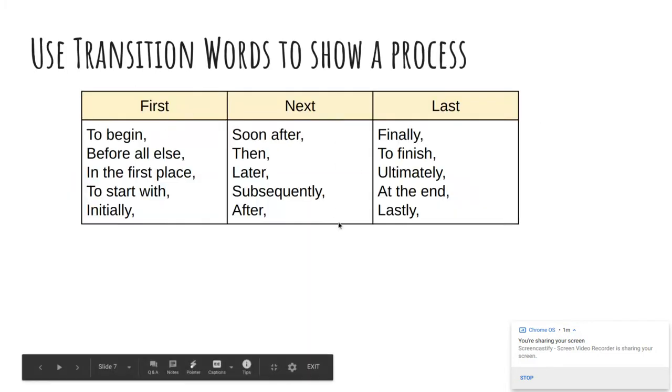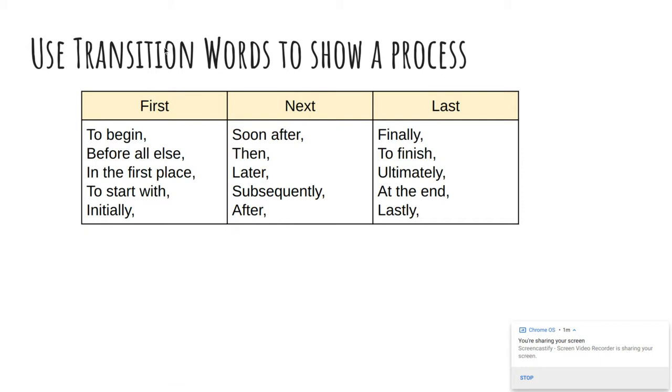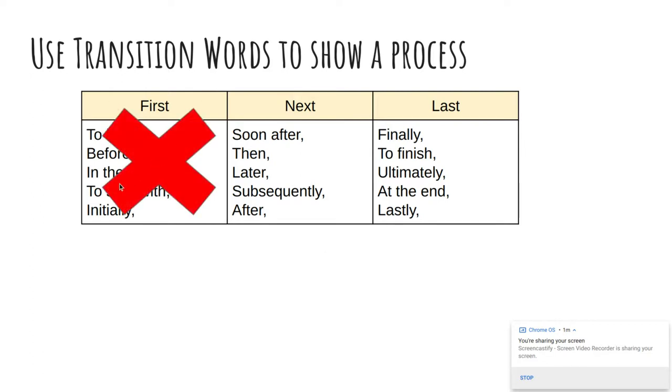So we have these 3 different types of transition words to show time order. First, we use these words. Next, we use some of these transition words, and we're adding these today because our last step, step 6, is in body 2. So we're going to use one of these to introduce it. Finally, to finish, ultimately, at the end, or lastly. We will not be using these transition words today because we already did step 1 in body 1. So we'll be using these 2 boxes.